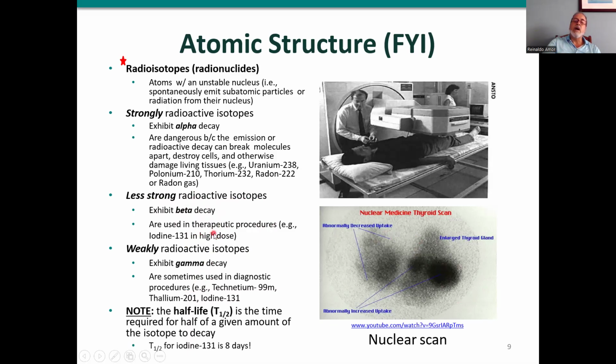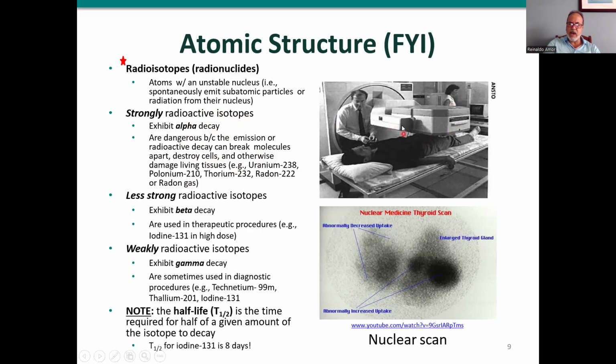Okay, and if you want to kill the organism, if you want to kill the person, you give them a strongly radioactive isotope, which emits alpha decay. So people who work in a nuclear reactor that uses uranium and things like that can be exposed to radiation. I mean, their hair might fall off, their nails might fall off, their teeth might fall off. I don't want to be in that situation.